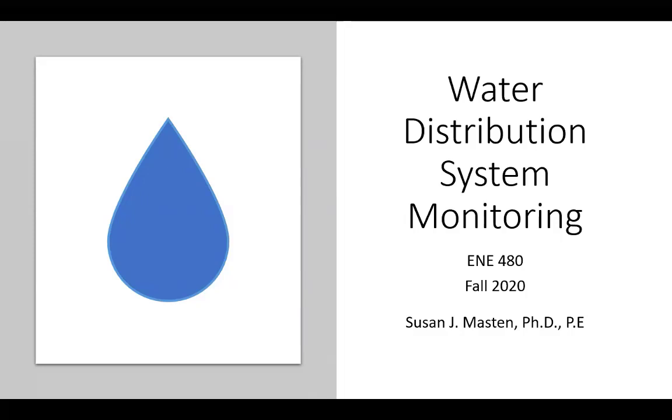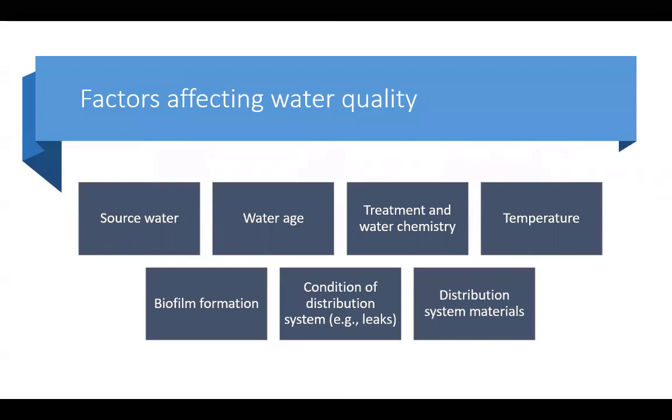And what we will be talking about today is the next assignment, which will focus on water distribution system monitoring. So just to start, I want to talk a little bit about the factors that affect water quality. Now, you measured some water quality parameters at the tap earlier this semester. We really at that point didn't talk about why those parameters might change, but there's a number of reasons.